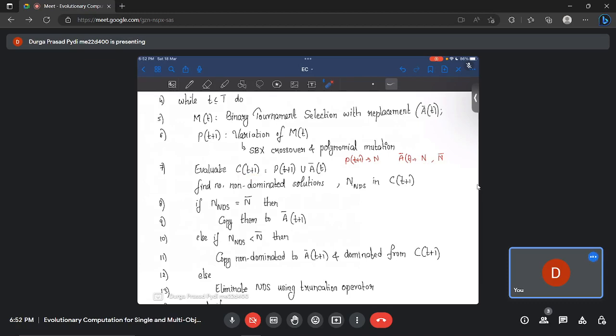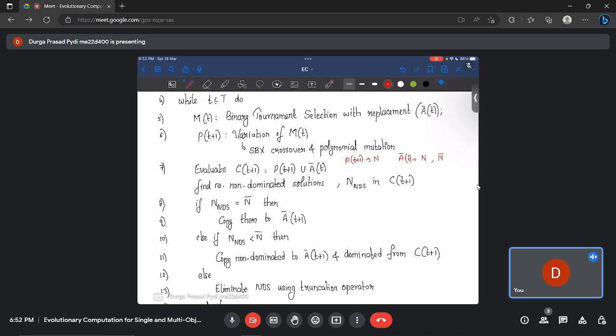Out of these 2n solutions, we need to identify how many of them are non-dominated solutions. That is your NNDS. This will give you the number of non-dominated solutions. The next step is essentially to get my A bar of T plus 1. The archive should have only non-dominated solutions, and its size I have fixed to be n bar. So I need to somehow pick n bar individuals from NNDS.